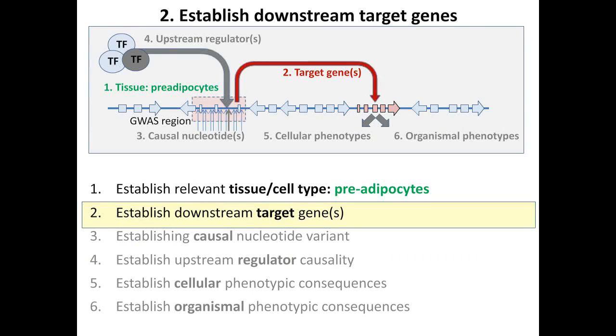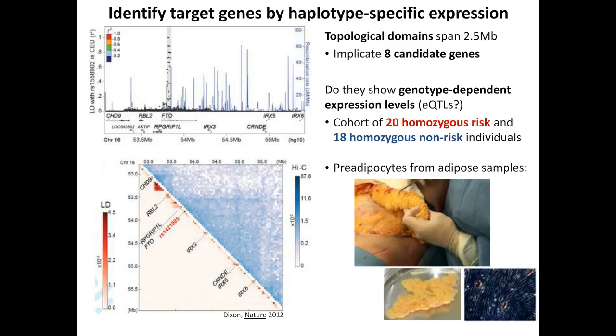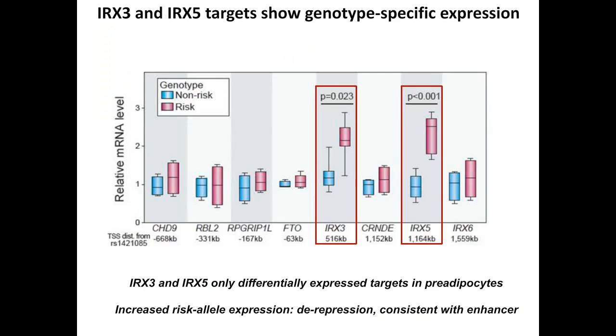The next thing we did is ask whether this is in fact changing the expression of target genes in this locus. To predict target genes, we looked at the topological domain that is associated with this FTO genetic variant, and it actually spans 2.5 megabases of interactions both upstream and downstream of this variant, giving us a total of 8 candidate genes. To look for genotype-dependent expression levels, we gathered a cohort of 20 homozygous risk and 18 homozygous non-risk individuals, and for each of them, we gathered adipose samples and differentiated pre-adipocytes for each of these samples.